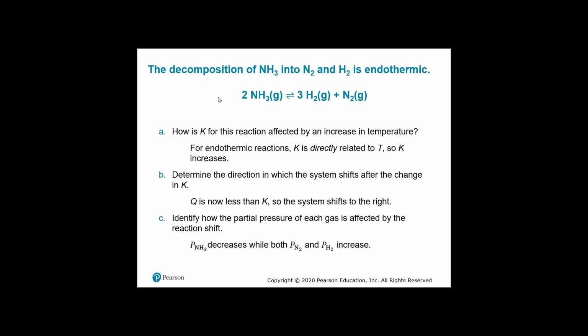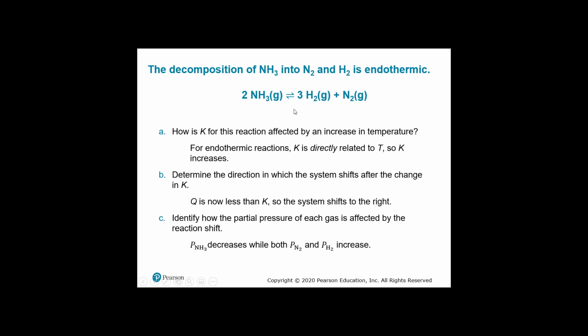Excuse me, I'm getting tongue-tied here. Okay, so let me explain again. K is directly related to T. So if there's an increase in temperature for an endothermic reaction, then that means that K has to become larger. K is going to increase. Why is K going to increase? Because it's going in the opposite direction.